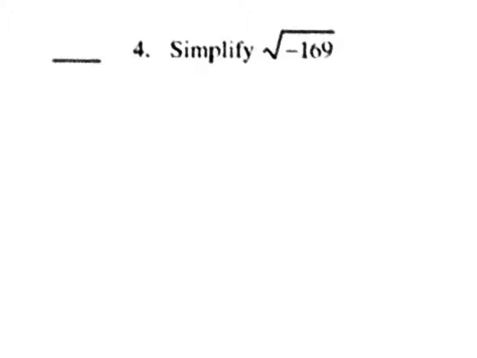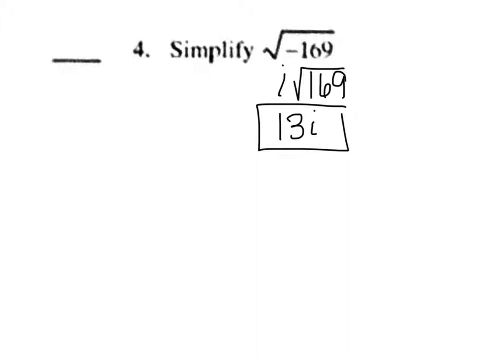Next question, we're still simplifying radicals, but this time we run into a negative sign. Well, we know if it's negative, that means we have to introduce the letter i for imaginary, because you can't actually take the square root of a negative. So I'm going to rewrite this as i times the square root of 169. Well, 169 is a perfect number. The square root of it is 13. So that means my answer is 13i. And since it's perfect, the radical, the square root, disappears.